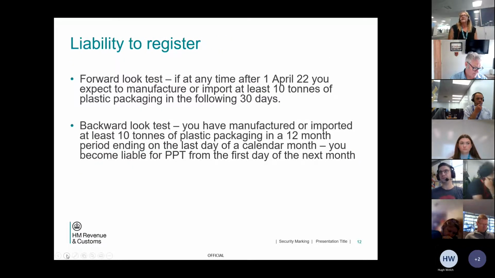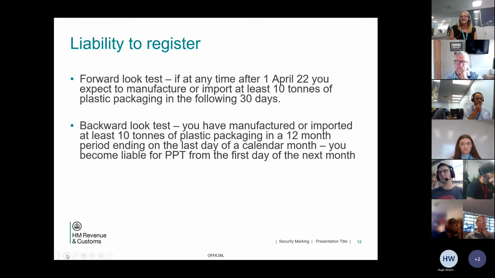So if I just move on, I just talked about the threshold. So yes, the forward look, really, not everybody would meet this forward look test. So if today you had an order for 20 tons of plastic wrap to be delivered in the next 3 weeks, you would then meet that forward look test. So you'd have to register from today. You've got 30 days to do that, but your registration start date would be today.